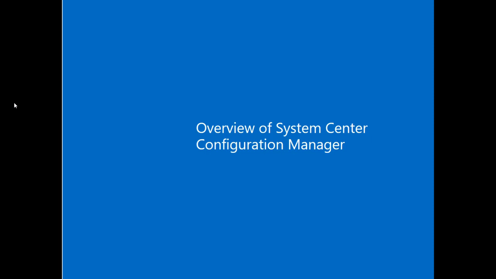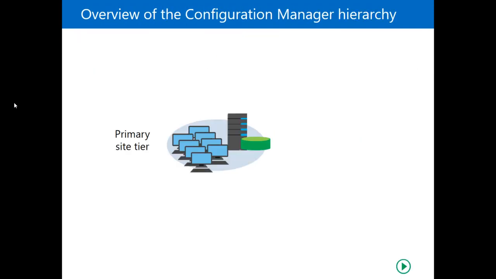Next, let's take a look at the overview of the Configuration Manager hierarchy. Now, keep in mind that the System Center Configuration Manager hierarchy is of three types. So there are three site types in Configuration Manager. The first one being the primary site tier. So the primary site contains all the roles necessary to manage your environment.